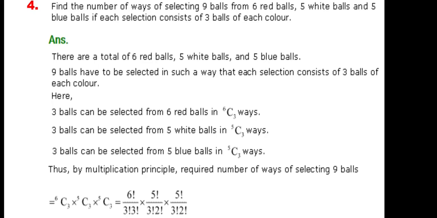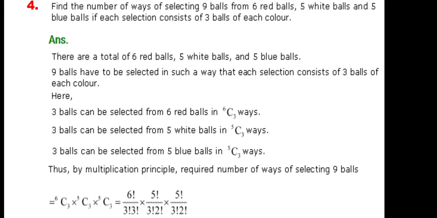So students, first we will select the 3 balls from each color. So 3 balls can be selected from 6 red balls in 6C3 ways. 3 balls can be selected from 5 white balls in 5C3 ways. And 3 balls can be selected from 5 blue balls in 5C3 ways. So by multiplication theorem, we can write 6C3 into 5C3 into 5C3.